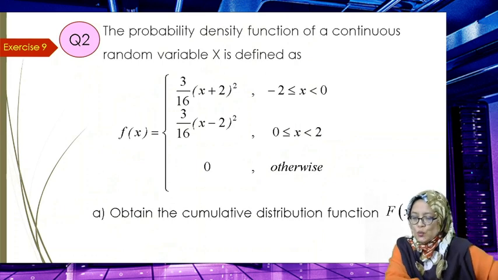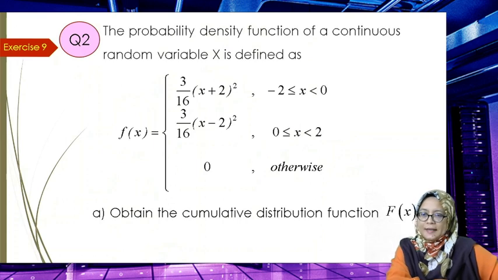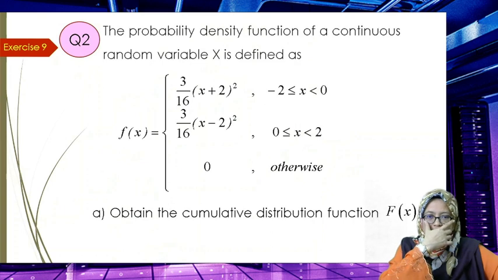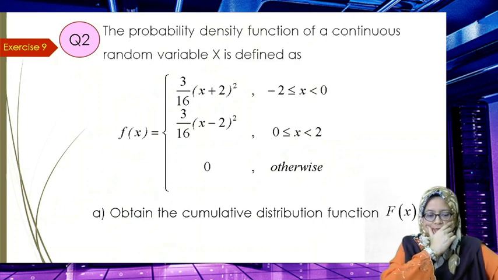Okay, so next is question 2, exercise 9. Find the probability density function of a continuous random variable defined as this function. So you have two intervals for your f(x). So obtain the cumulative distribution function of f(x).